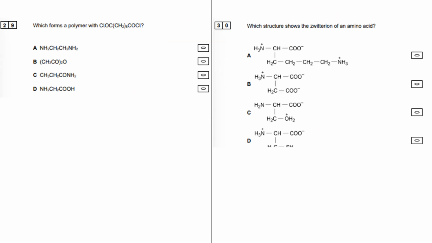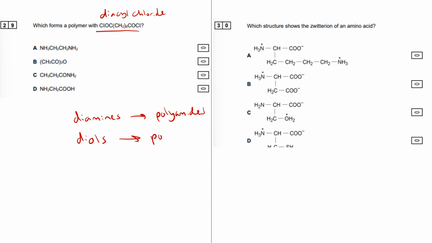Question 29. Which one's going to form a polymer with a diacyl chloride? Well, diacyl chlorides or dicarboxylic acids will react with diamines to form polyamides, or diols, two alkyl groups, to form polyesters. So A has got your two amine groups that will form our polyamide. So this one will form a polymer.